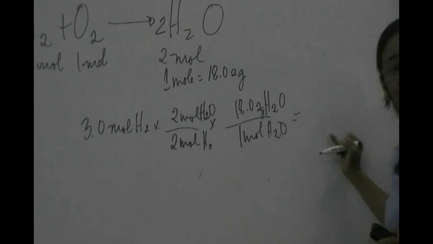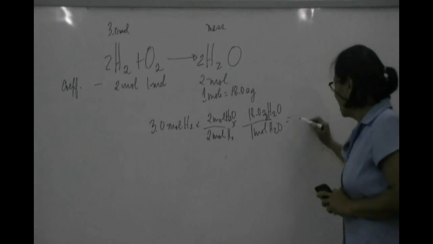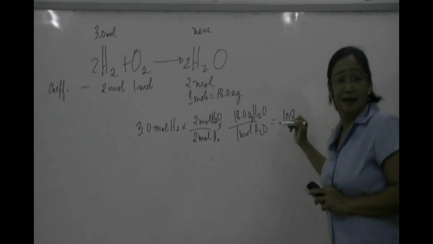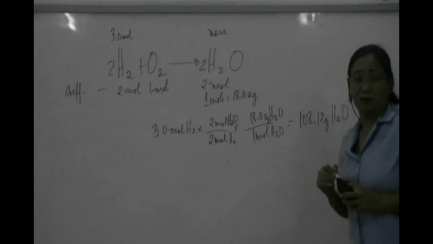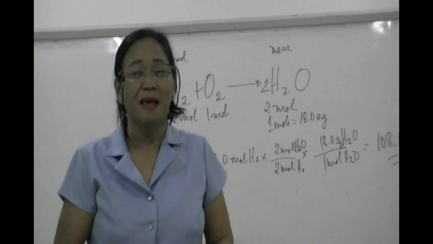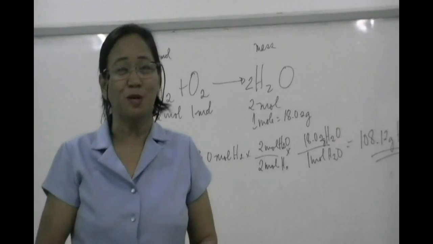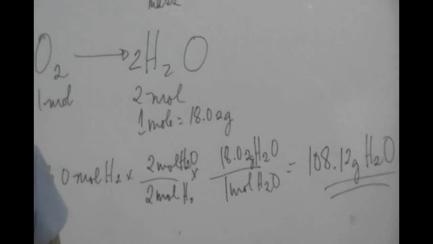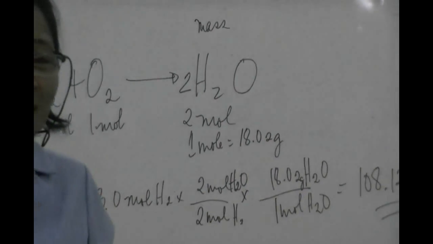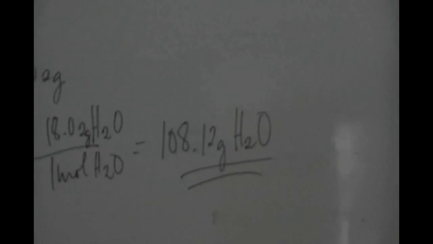Our final answer will be the multiplication of the numerator over the denominator, giving us 108.12 grams of water. As a review for the mole-mass relationship: how many grams of water were produced from 3.0 moles of hydrogen reacting with oxygen? Our final answer was 108.12 grams of water.